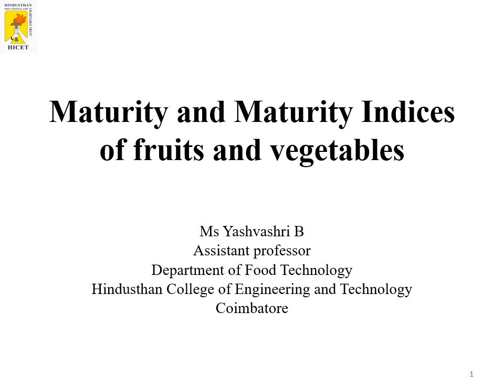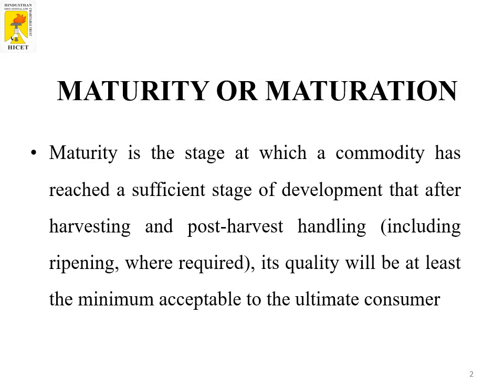Coimbatore. In today's session, we will be seeing what maturity and maturity indices of fruits and vegetables are. Maturity is the stage at which the fruit or vegetable has reached the maximum color, size and internal quality, and thereafter, through harvesting and post-harvest handling, its quality will be acceptable to the ultimate consumer. Harvesting at the right maturity is very important for getting good taste, texture and shelf life.